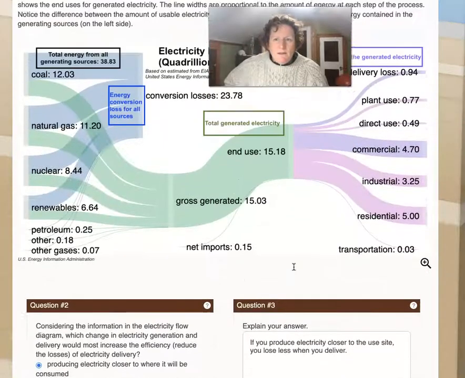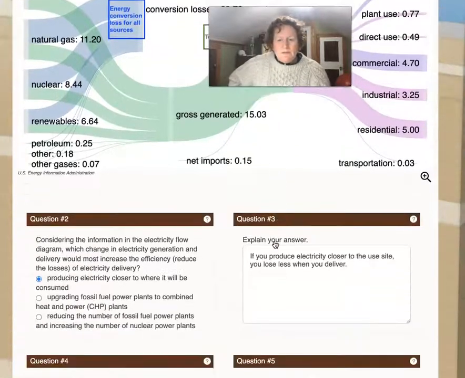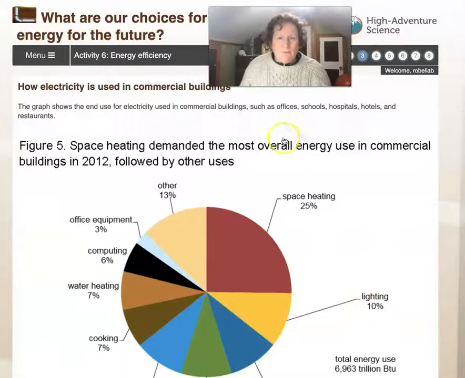I calculated line loss. I took 0.94 over 15.18 as about 6% of the electricity coming to the end users. So we lose about 6% in line loss. And that's just one of the inefficiencies in the system. A lot of it is conversion of fuel to heat, burning the fuel, getting that heat converted to steam, that steam spinning a turbine, that turbine being efficient in making electricity. There's a lot of issues there.